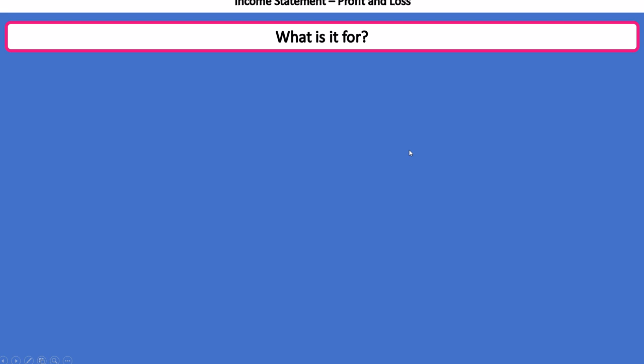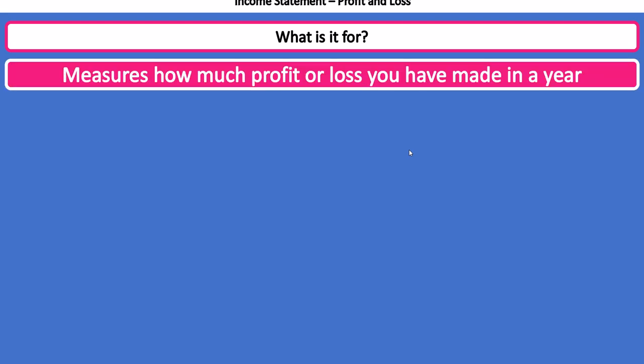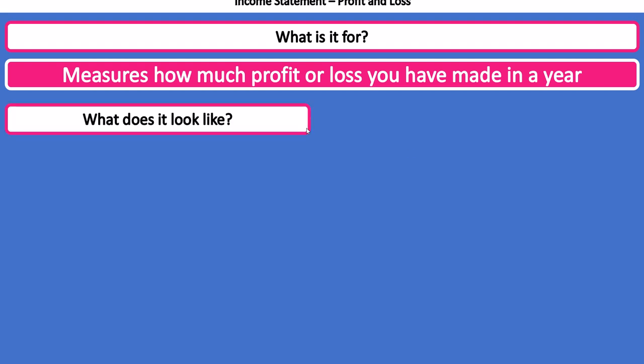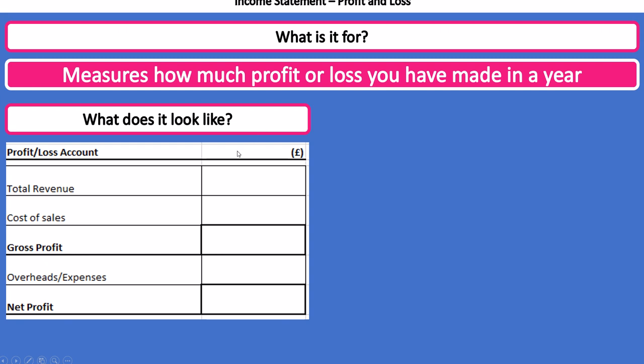So now we move on to our measures of success, how well we've done at the end of the year. So profit and loss, or the income statement, just tells you how much profit or loss you've made in a year. It looks like this. Dead simple. Total revenue, how much money you get in. Cost of sales, the things that cost you to make the product, such as materials and wages. You take them away, you have gross profit.